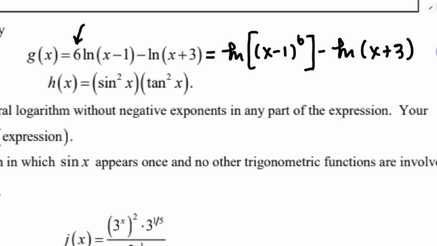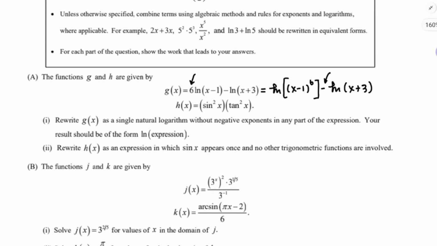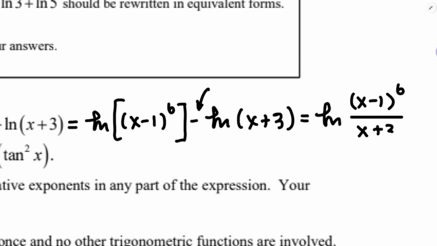If I have subtraction of 2 logs, I can turn that into division of their arguments. And I think I'm just going to go for it in one line, because it's natural log of an expression. That's going to be x minus 1 to the 6 divided by x plus 3. That's what we're taking the log of, and so I'm just going to leave it like that.